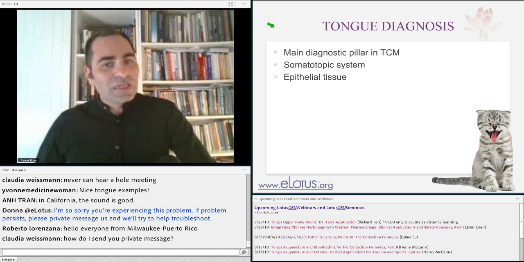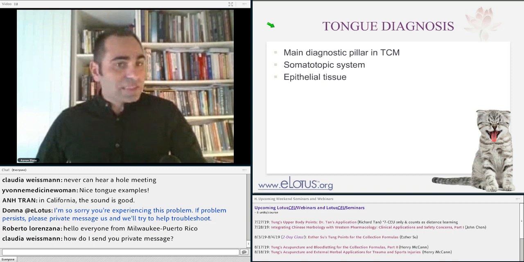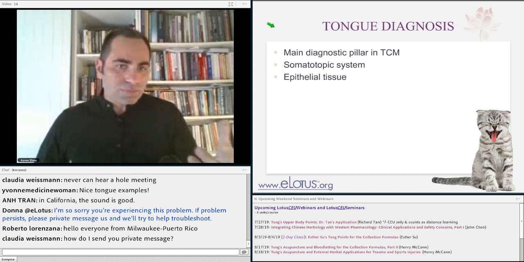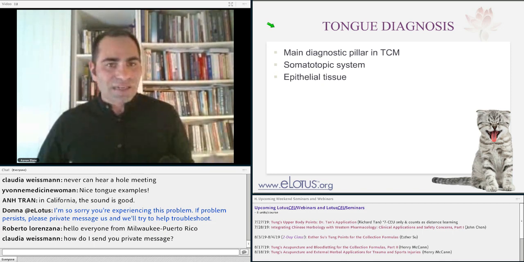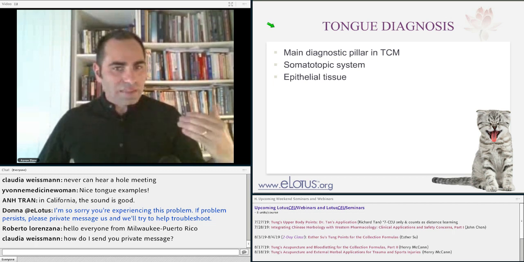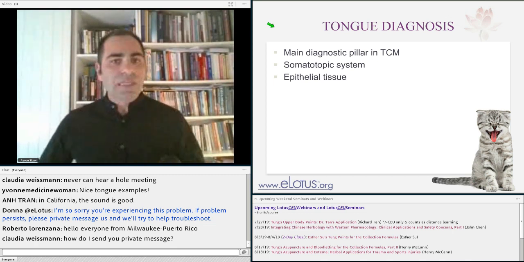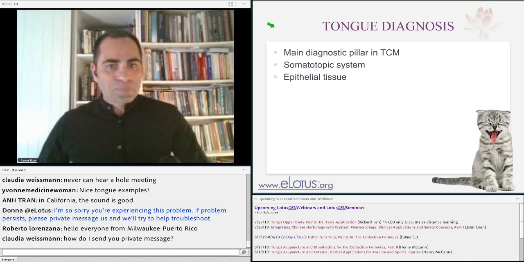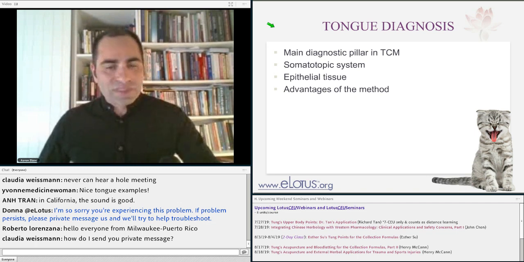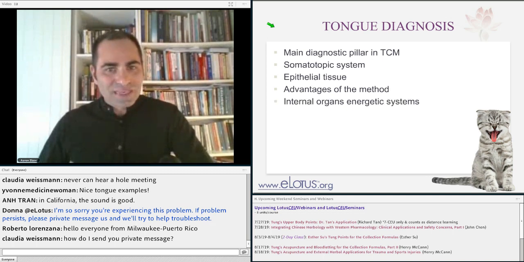Because it's epithelial tissue, we can consider it's the only organ, which is actually basically a muscle, but it's the only muscle in the body that has a direct connection to the internal body. So we can see what happens inside just when a person or a patient takes the tongue out. So it's a big advantage also. I will discuss in the next slide more advantages of the tongue, of the method.